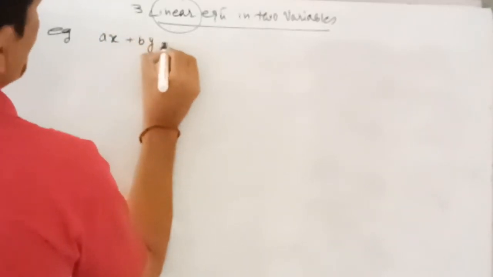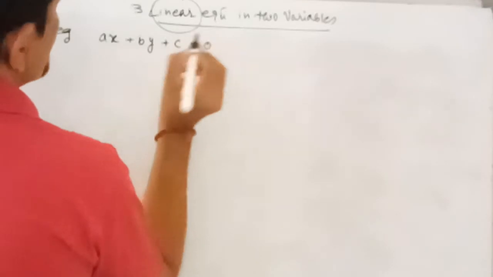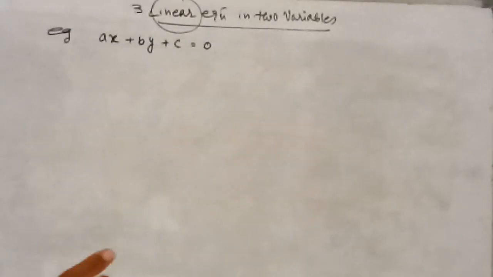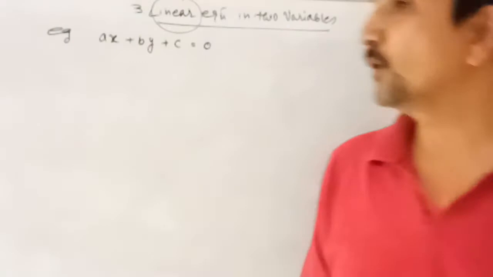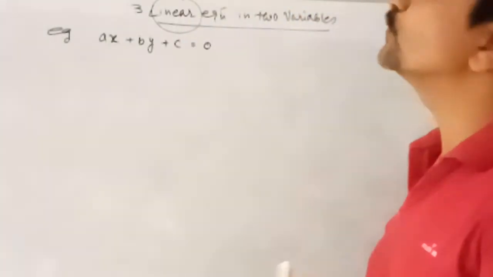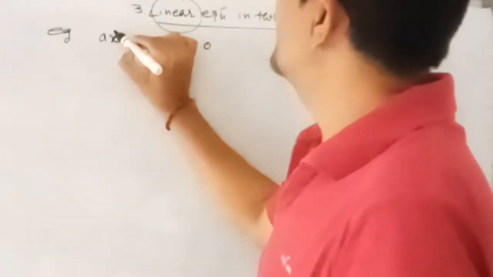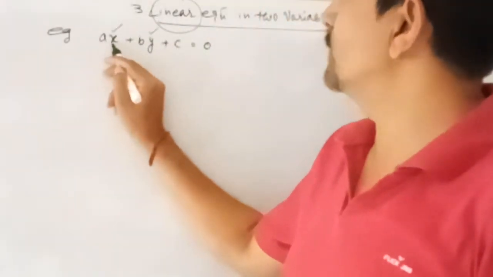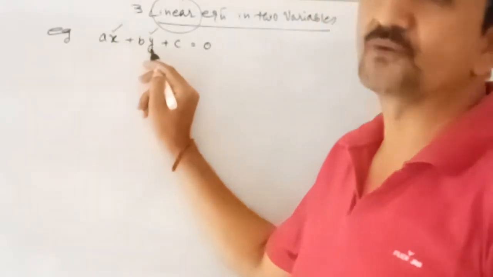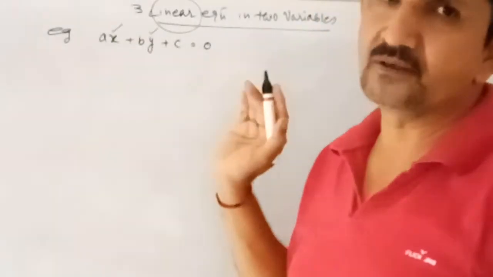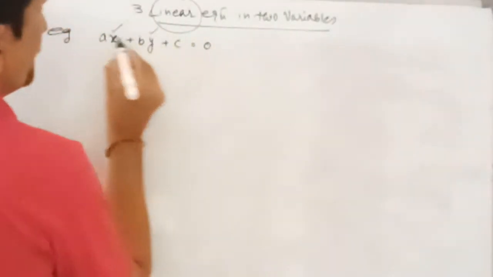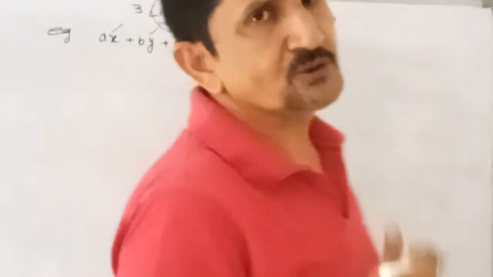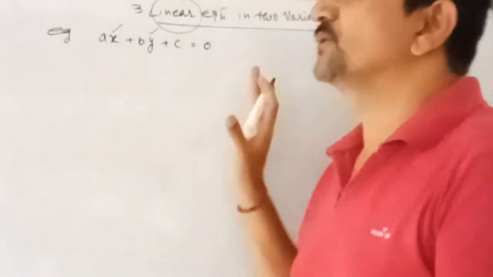ax plus by plus c is equal to 0. This is the standard equation of a linear equation in two variables, where x and y are the two variables. a is the coefficient of x, b is the coefficient of y, and c is a constant term. Suppose any one of a, b or c is 0, then also it is considered a linear equation in two variables.